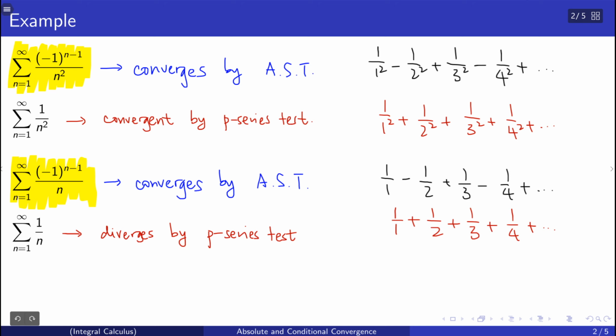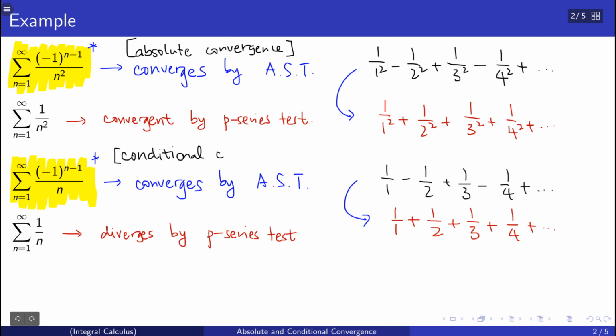So what's going on there? When we change the signs to be all positive, something different happens for this series and this series. And this is exactly what we'll call a series that absolutely converges, or has absolute convergence, and a series that conditionally converges, or has conditional convergence.